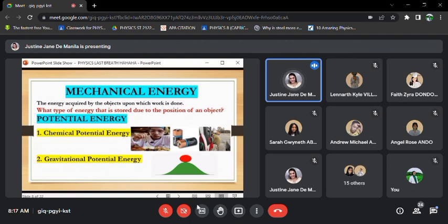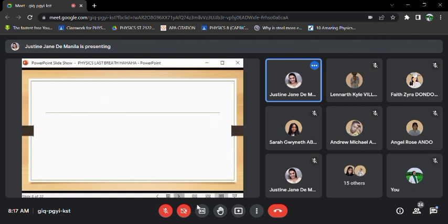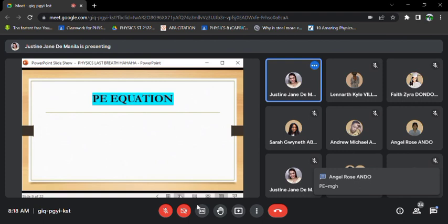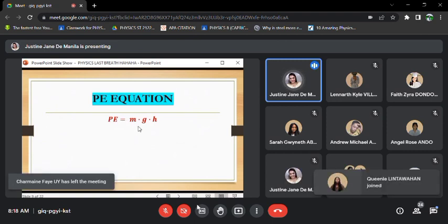So, you have learned something. So, now, what is the potential energy formula? Okay, according to Angel, PE equals mgh, and also Faith. So, very good. So, the potential energy formula we have is potential energy equals mass times gravity times height.